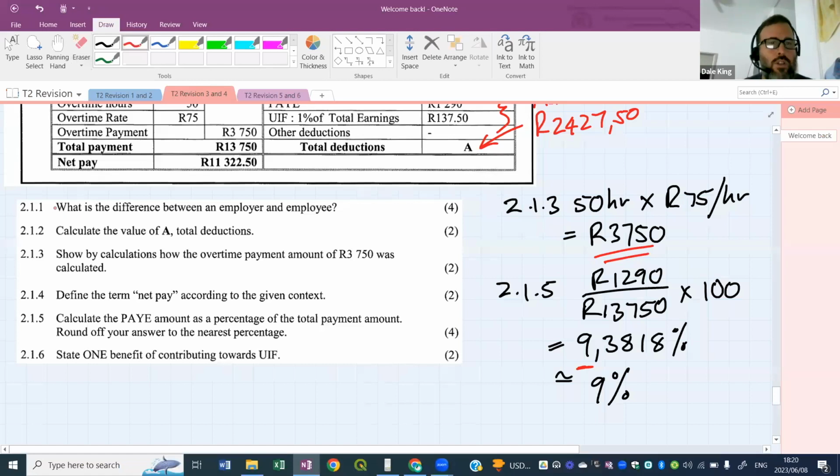Okay. All right, so those are the 2 calculations here. We had 1 question, which is a written statement. 212 is a calculation. 213 is a calculation, which we did. 214 determine the terms, so that's a written statement. 215 is a calculation. So far we've got 3 questions out of 5 that are calculations. The rest are all written statements. Last one here, state, again, another written statement. State 1 benefit of contributing towards UIF.